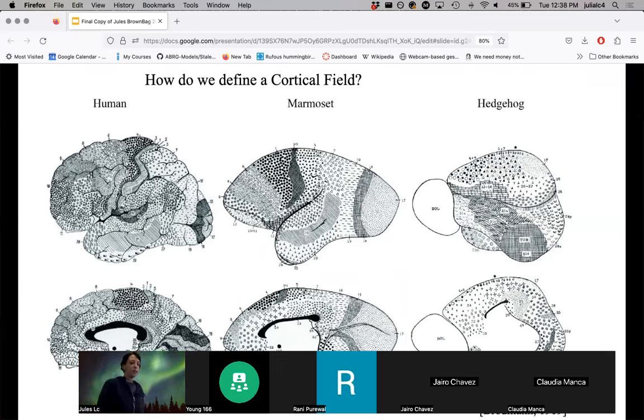And then later in the 1900s, it was shown through electrophysiological recordings that each of these areas is functionally different, and the neurons in those areas respond differently to different features in the environment.